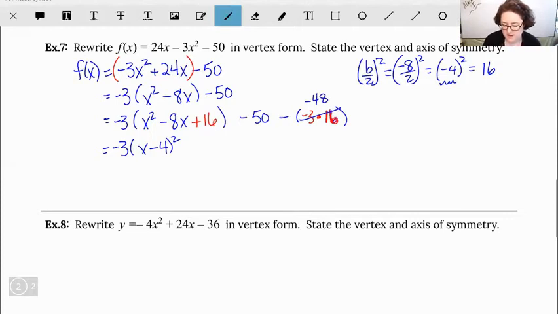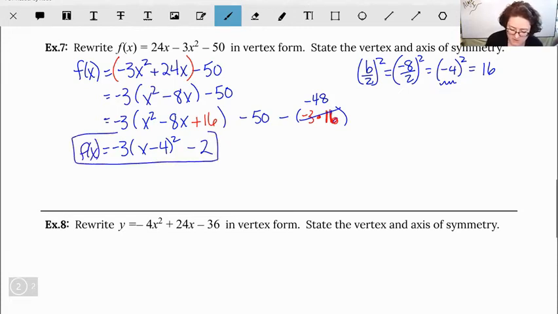And then I have a negative 50 minus a negative 48. This is why I write everything down so I don't lose track of my negatives. So that's really plus a positive 48. So that's going to come out to a negative 2. That whole expression came down to a very straightforward quadratic function equation. And again, once it's in that format, we can just read off our info.